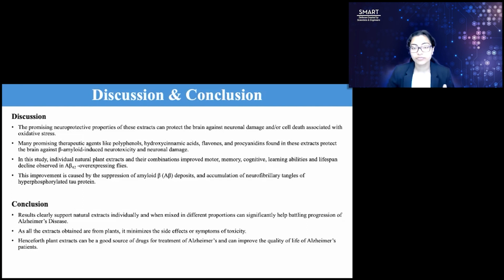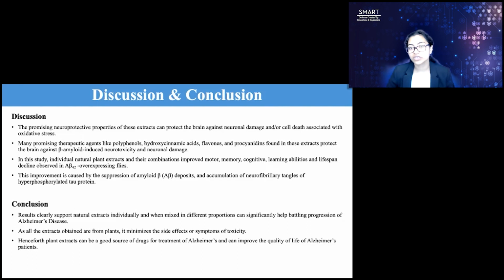The improvements in lifespan and memory abnormalities in amyloid beta 42 overexpressing flies is thought to have been caused by the suppression of amyloid beta 42 aggregation and oxidative stress, and they are protecting the brain against beta amyloid-induced neurotoxicity and neuronal damage.